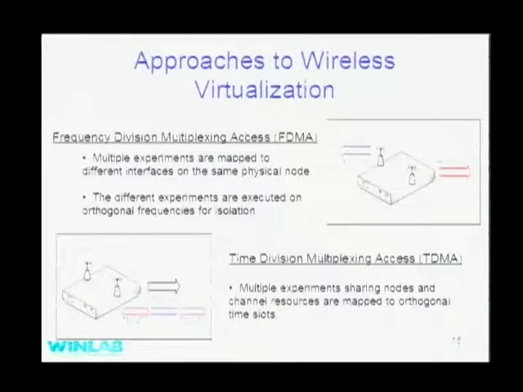The first approach that comes to mind is FDMA, that is mapping different experiments to orthogonal frequencies so that they don't interfere with each other. In ORBIT, each node has two wireless interfaces. So one way is mapping each experiment to one interface and giving them orthogonal channels so that they don't interfere. The other method that comes to mind is time division multiplexing, that is assigning different experiments different time slots, so they share the wireless interface on time slots.